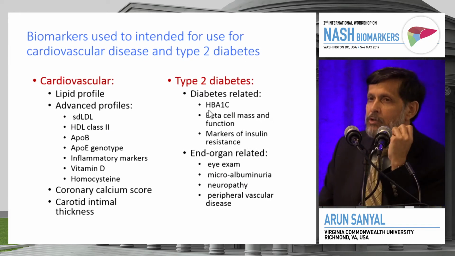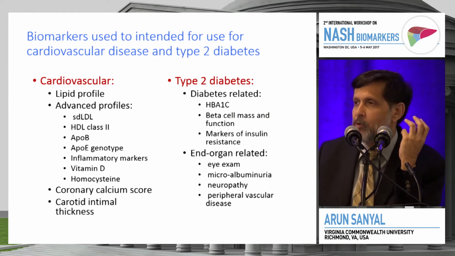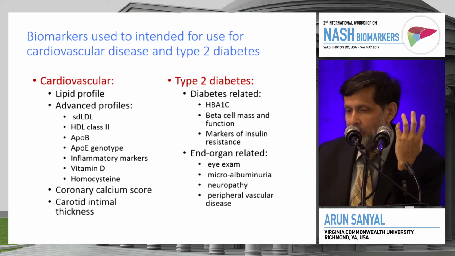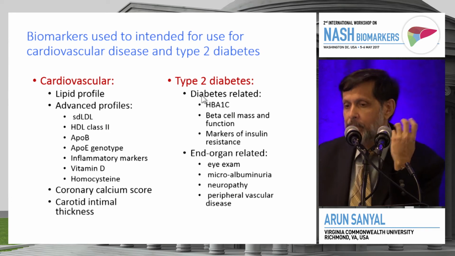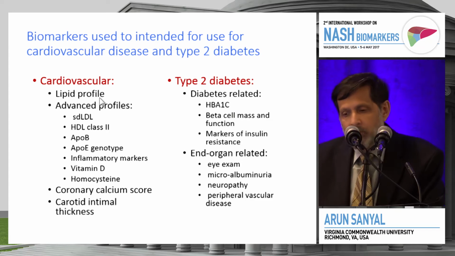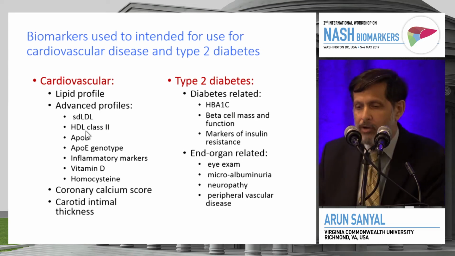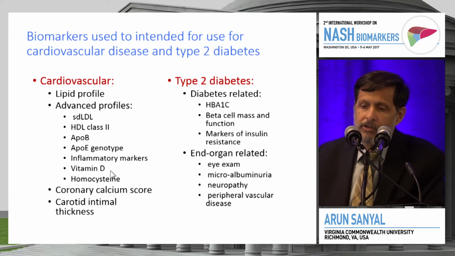So, of course, the cardiovascular and the diabetes fields, because of the huge impact on population mortality, have been focused on studying this and evaluating risk for a long time. If you go talk to a cardiologist, they'll tell you not only that you need to look at lipid profile, if they're a little bit sophisticated, they'll tell you, well, you really need to look at small density LDL, you've got to look at the HDL class, ApoB, ApoE, various genotypes, inflammatory markers, vitamin D, homocysteine, and this is just a partial list.